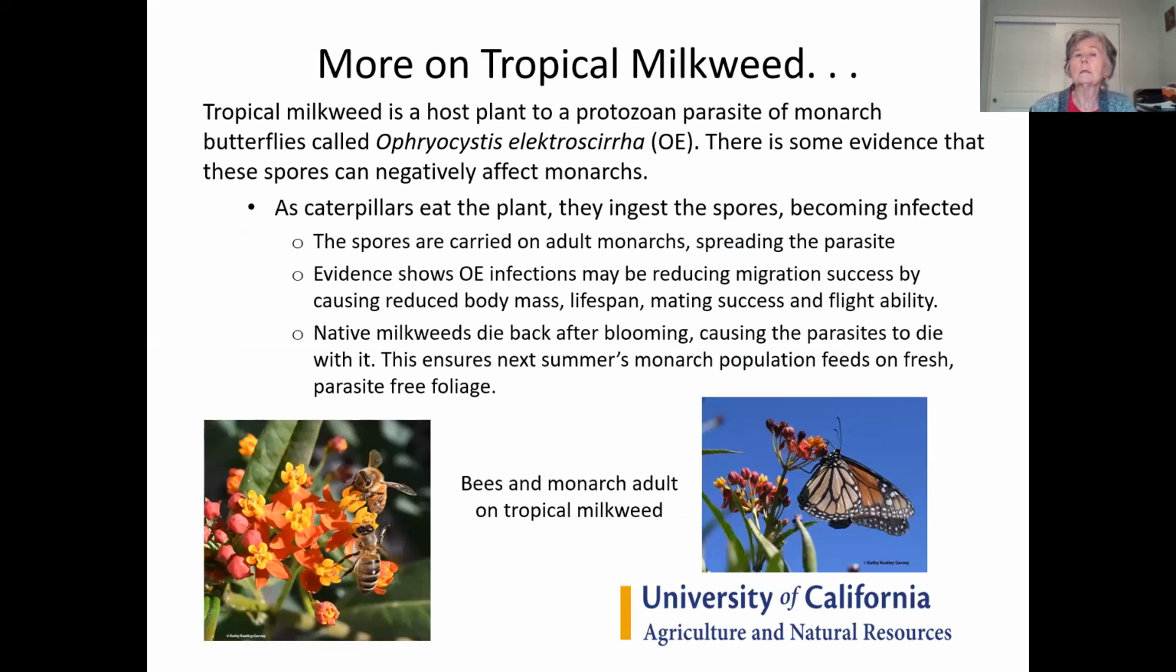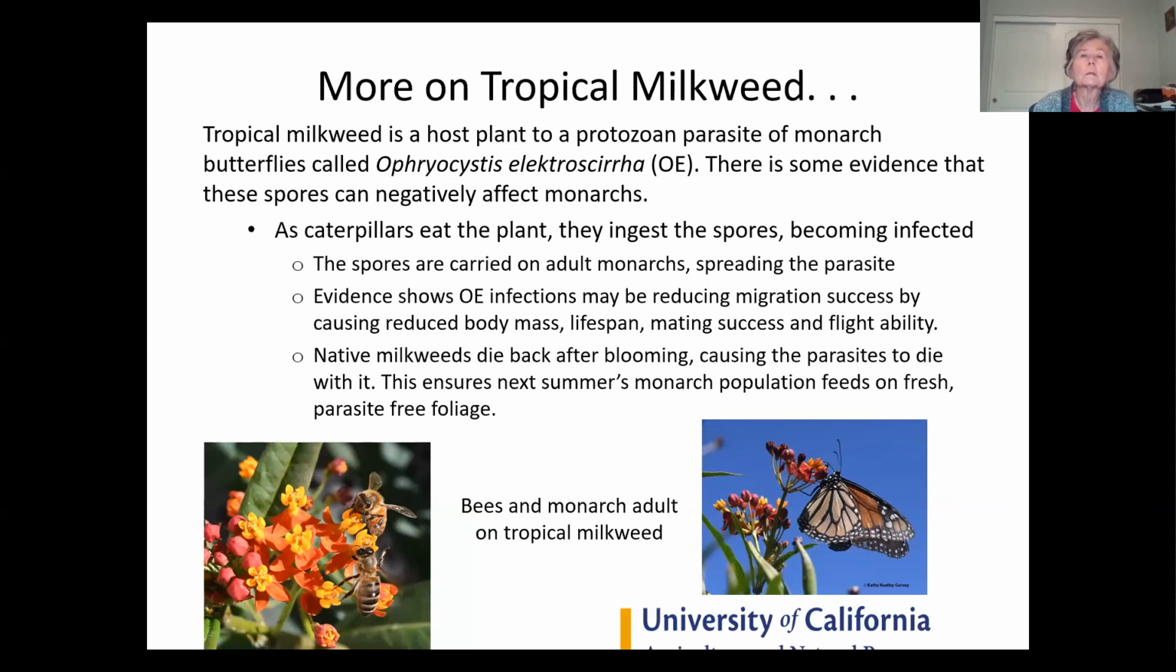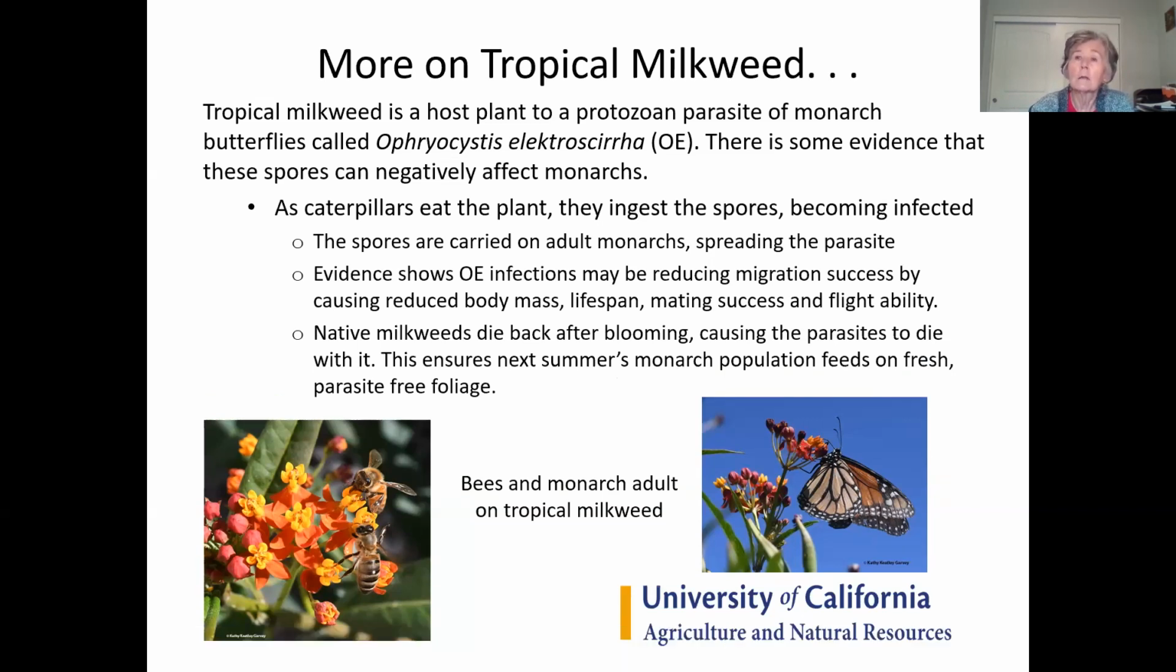And the other issue is it is a host plant to a protozoan parasite. It's a big long name that I'm not going to say, but we abbreviate it as OE. There is some evidence that these spores can negatively affect monarchs. As the caterpillars eat the plant, they're ingesting the latex in the plant, and they ingest the spores, becoming infected. And then, of course, the caterpillars eventually hatch into adults. And these spores are carried by the adult, thus spreading the parasite.